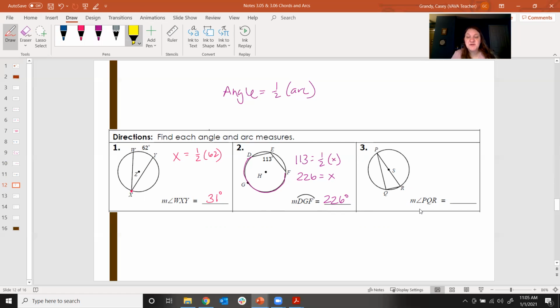Over here, it wants to know the measure of angle PQR, but I recognize PR as a diameter, which means that semicircle has to be 180. So this inscribed angle has to be half of 180 or 90 degrees. Anytime we're intercepting a semicircle, the measure of the angle will be 90 degrees.